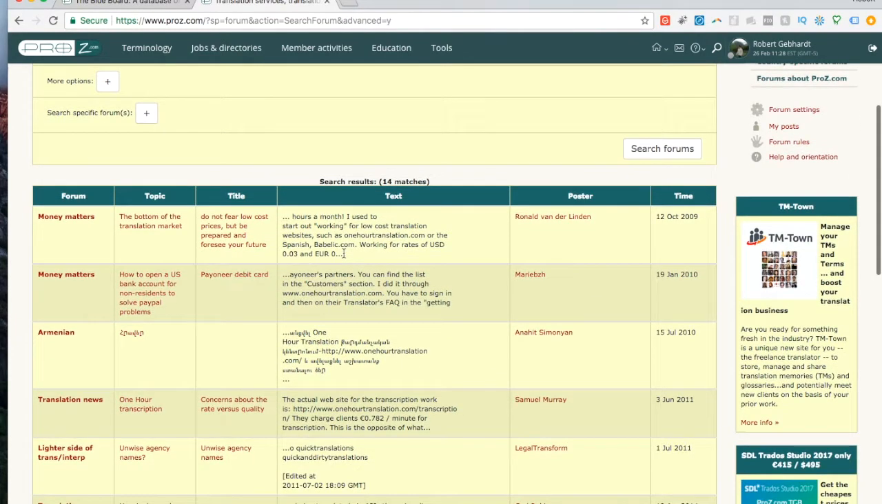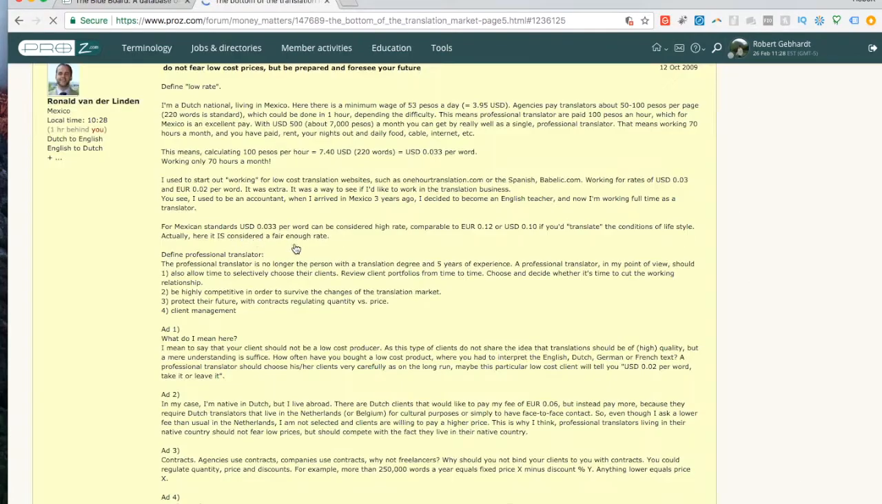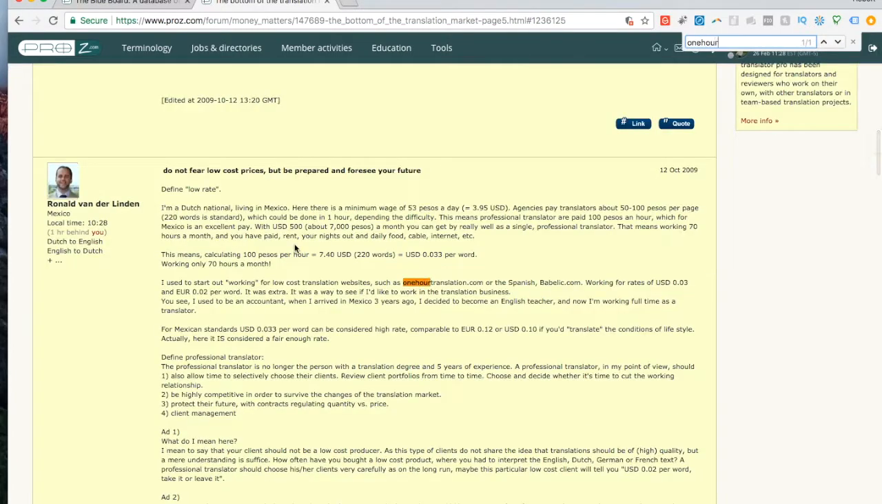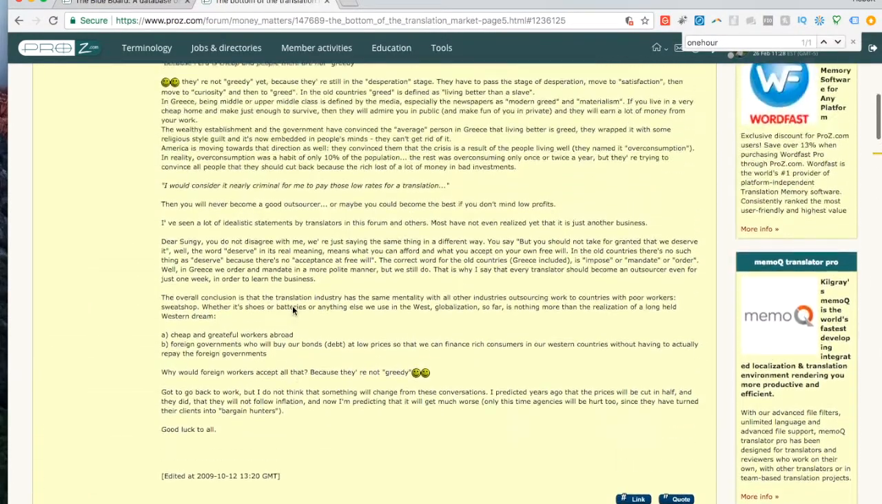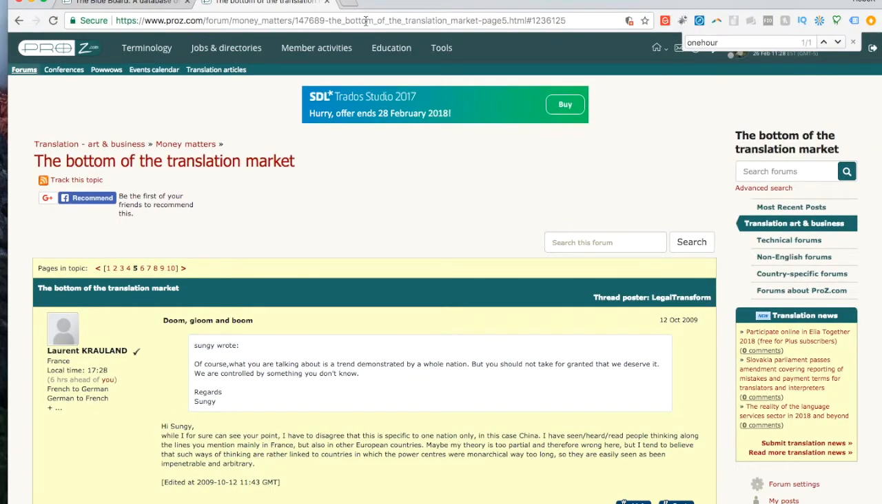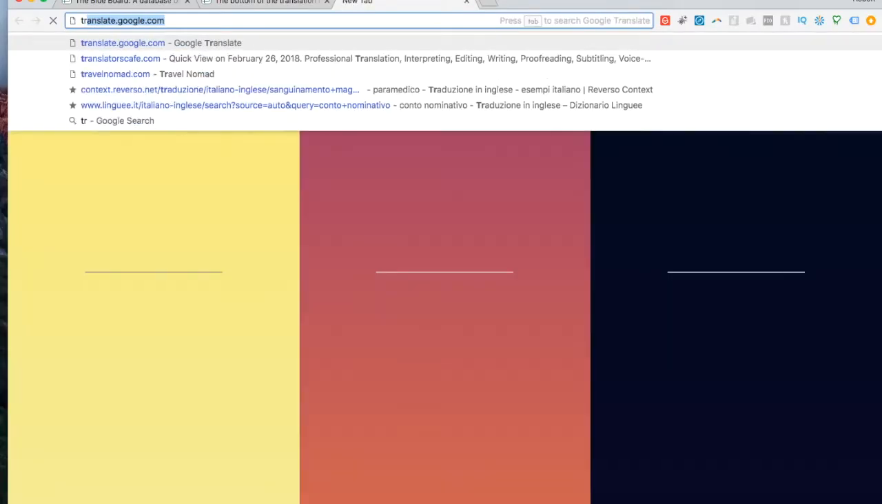And then you get to see a bit what some people are talking about. You can just scroll around and see what it says. Here, let's see what 1 Hour Translation, there we go. "I used to start working for low-cost translation websites such as 1 Hour Translation or the Spanish Babelic, blah, blah, blah." So basically a low-cost translation website. It seems like one of those websites that don't pay you much. They obviously don't seem to care very much if they pay you or not.